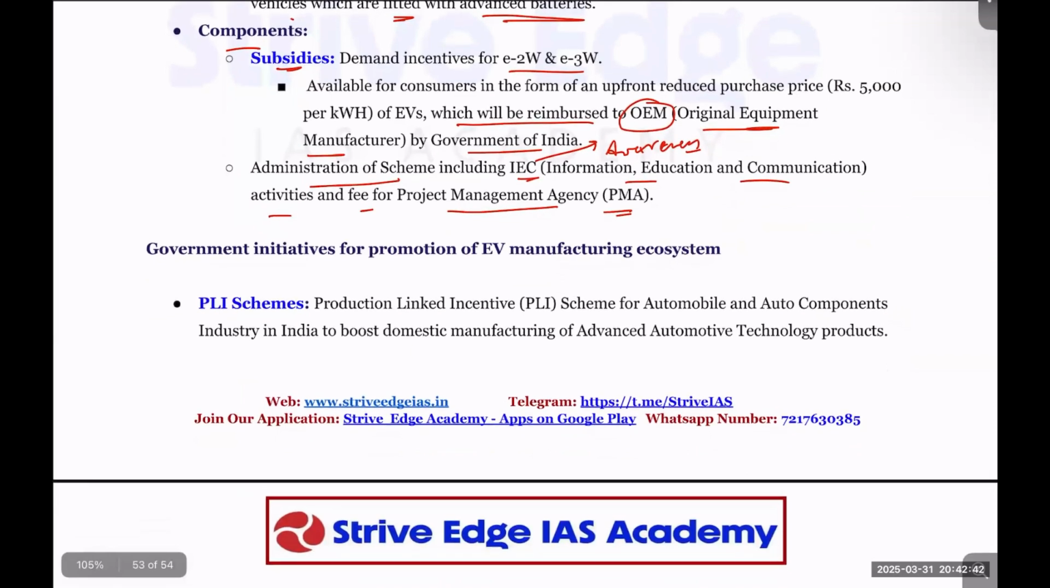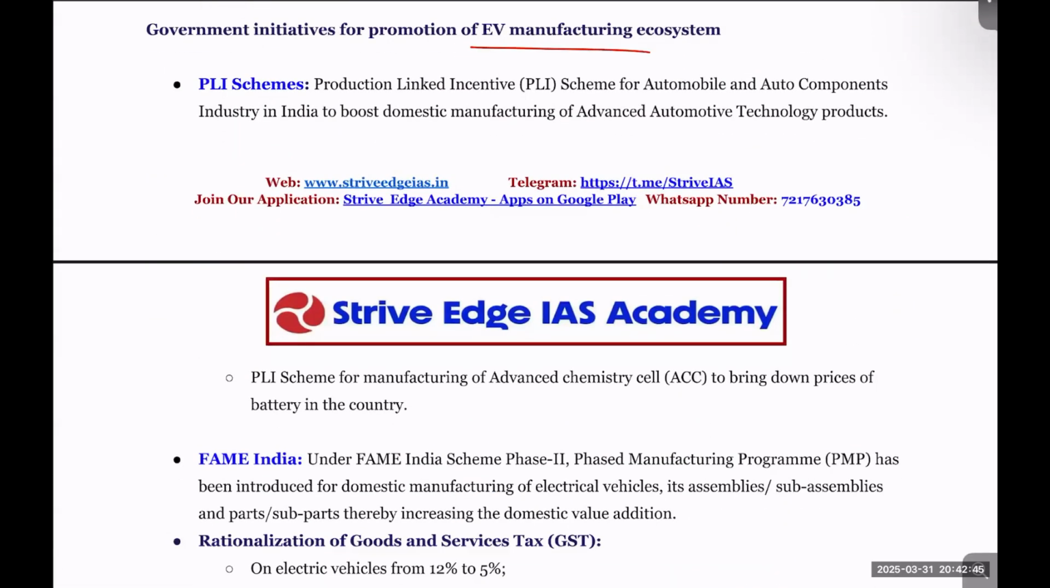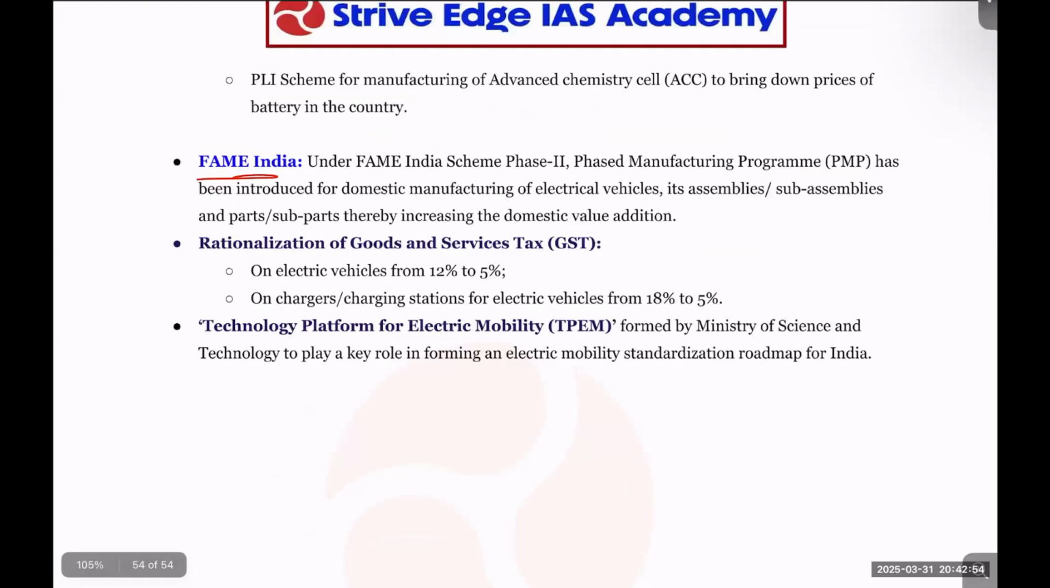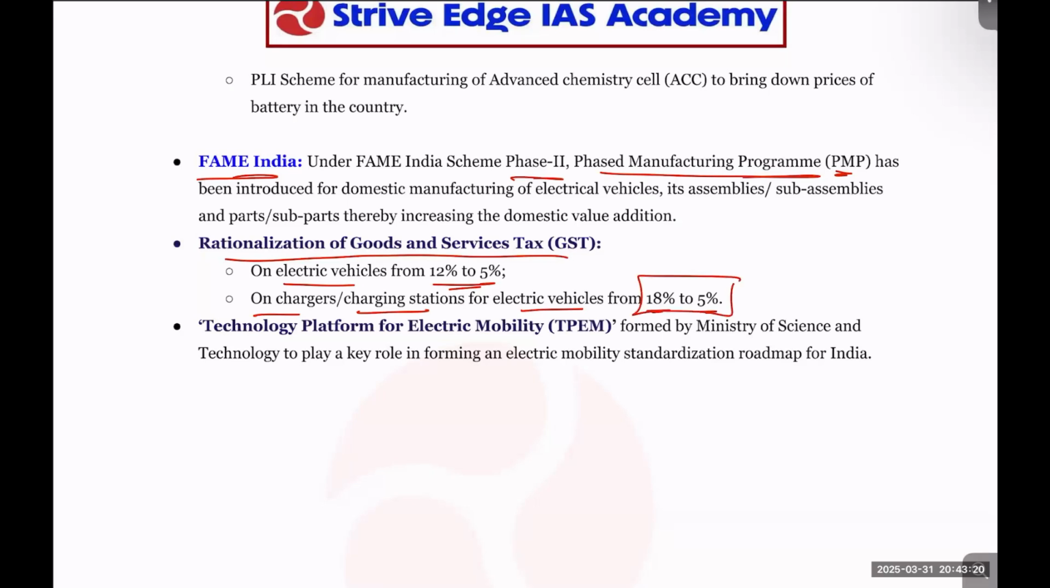Other initiatives taken by the Government of India to promote the EV manufacturing ecosystem in India: the PLI scheme has been launched for e-vehicles. The FAME India scheme has been launched, and its second phase was launched. The Phased Manufacturing Programme was launched, and GST on electric vehicles was rationalized from 12% to 5%. So previously EVs were charged at 12%, now they are charged at 5% GST only. On chargers and charging stations, GST was reduced from 18% to 5%. So 18% was being charged on charging infrastructure, now it is 5% only.